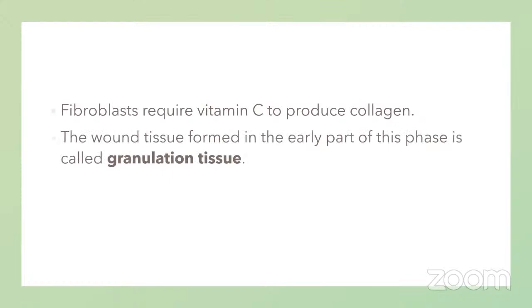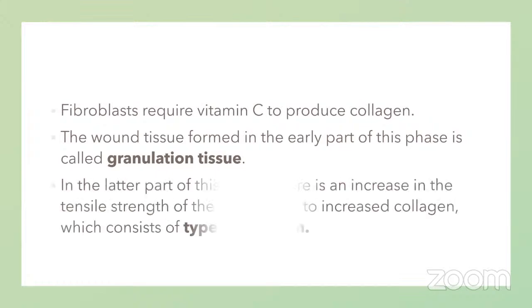The wound tissue formed in the early part of this phase is called granulation tissue. We'll learn in detail about granulation tissue in the section of ulcers. So in the later part of this phase, there's an increase in the tensile strength of the wound due to increased collagen, which consists mainly of type 3 collagen.